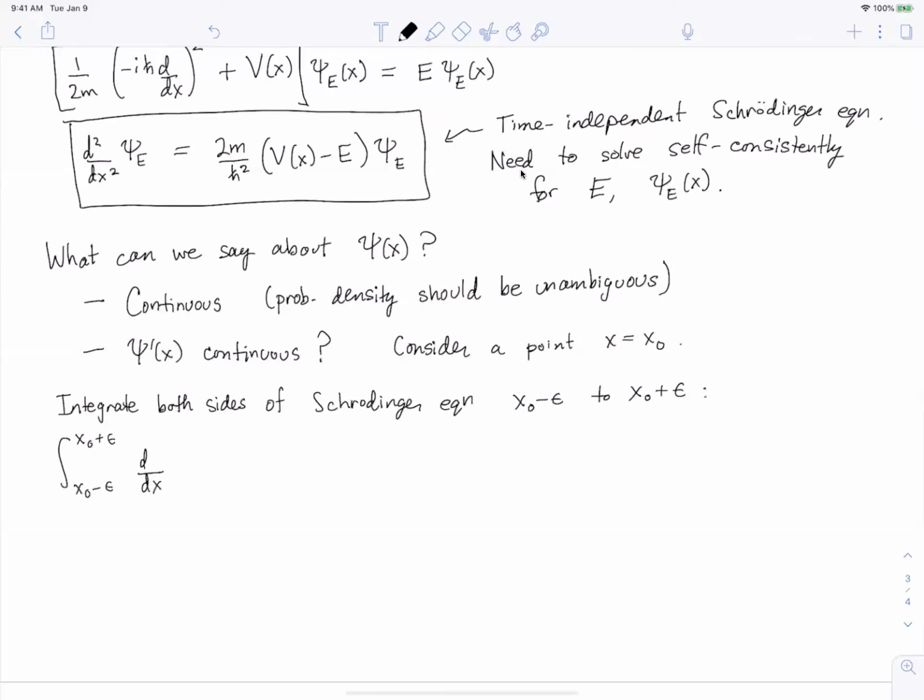The left side of the Schrodinger equation is the derivative of a derivative, otherwise known as a second derivative. And here's the right-hand side, 2m over h bar squared, integral from x0 minus epsilon to x0 plus epsilon, v of x minus E times psi of x dx.